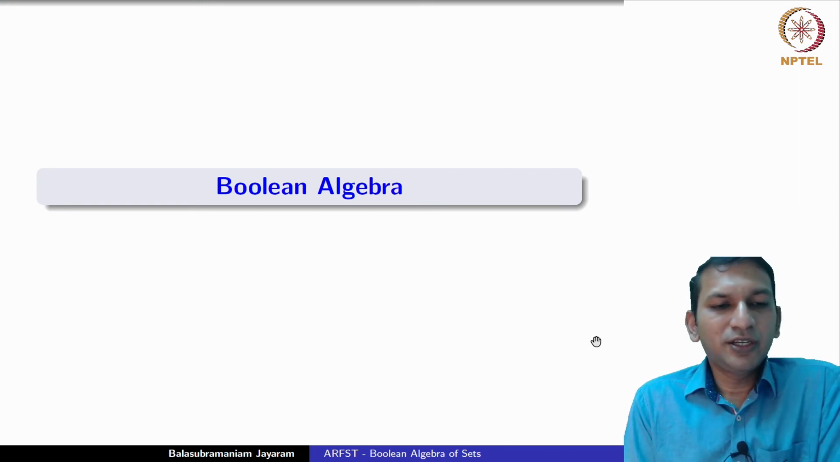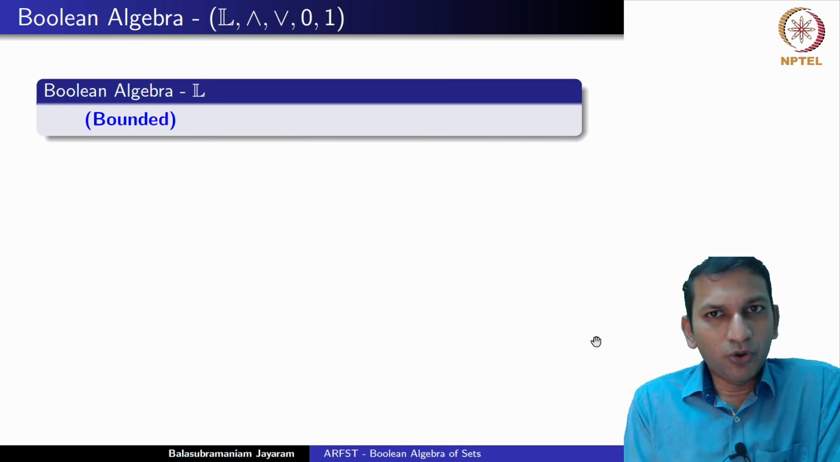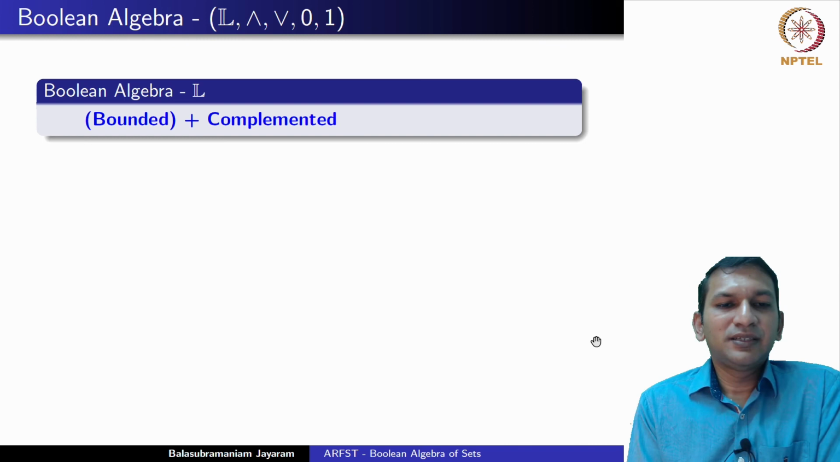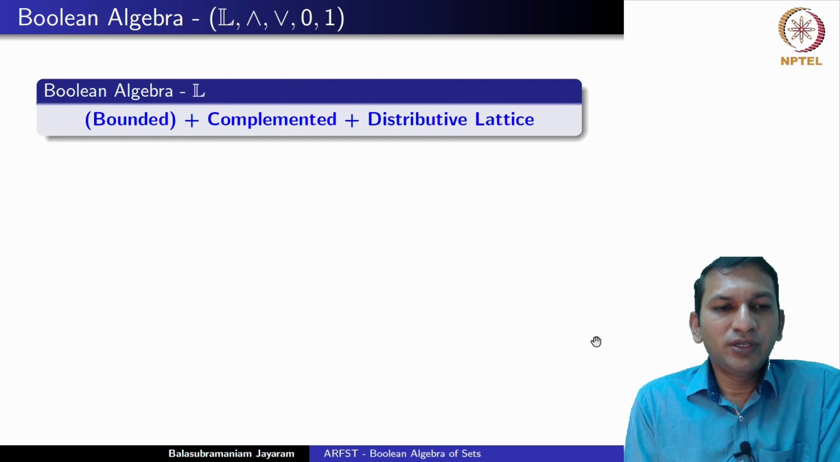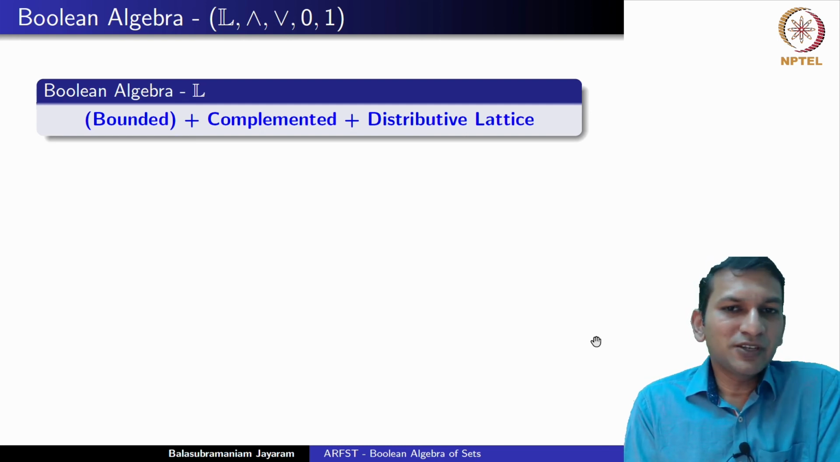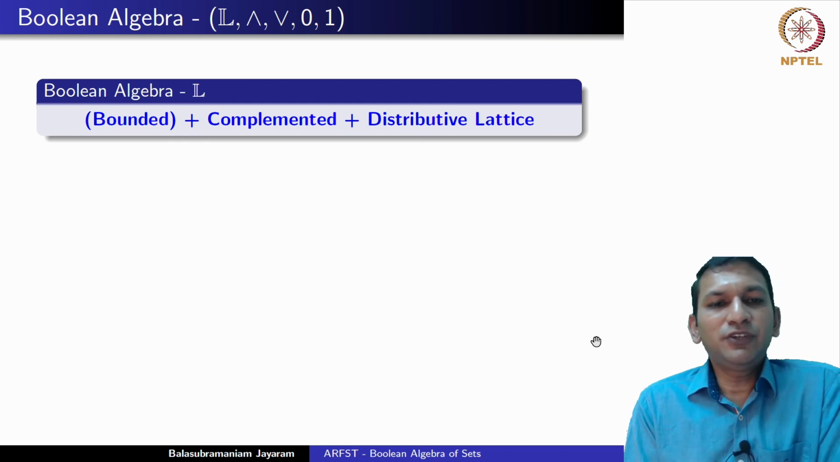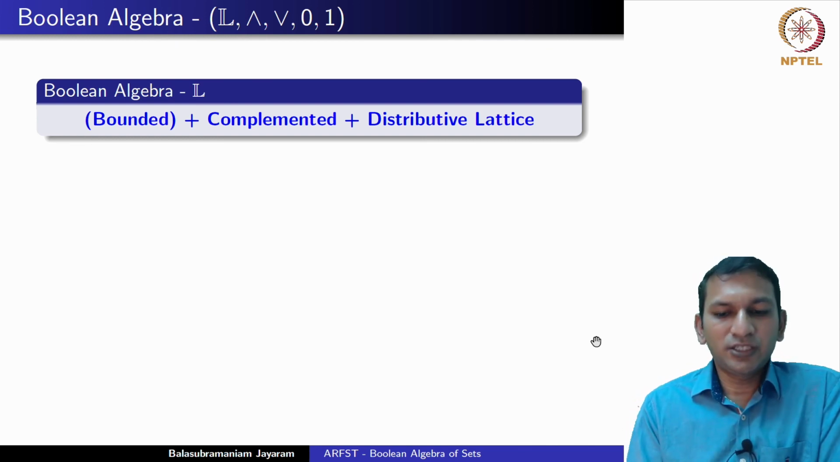Finally, we are in a position to define what is Boolean algebra. A Boolean algebra is a bounded, complemented, distributive lattice. We have put the word bounded in brackets because a complemented lattice can be discussed only in the context of bounded lattices. However, for emphasis, we have also added the word. Otherwise, it is sufficient to say a Boolean algebra is a complemented distributive lattice. So all these three special types of lattices we have seen, and when you put them all together, we see that it actually gives us a Boolean algebra.